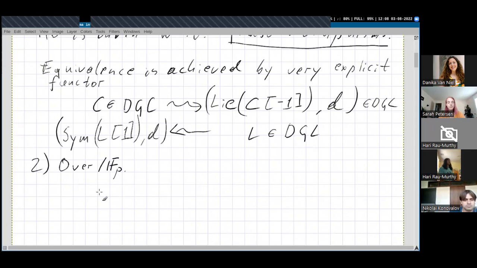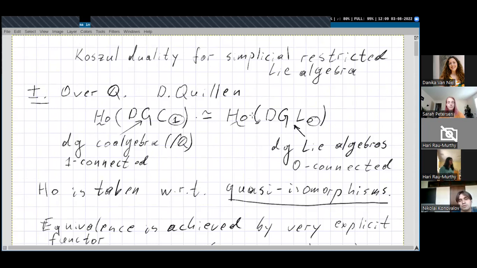I'm going to take a field of positive characteristic with a prime number p, and for better notation, I'm going to take just a finite field F_p. In this case, such an equivalence will be wrong if you just take this one, so you have to do some changes.